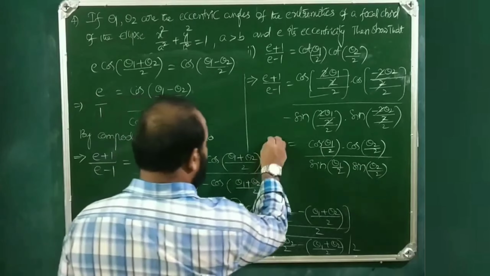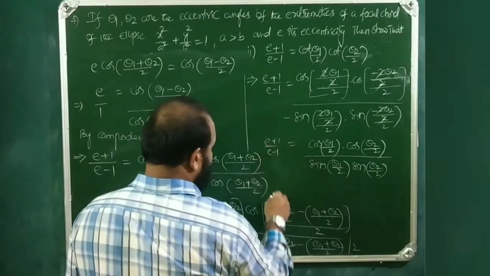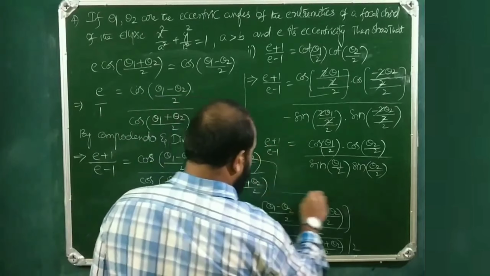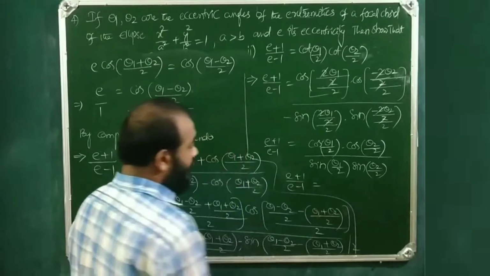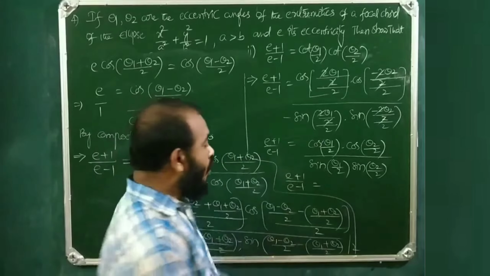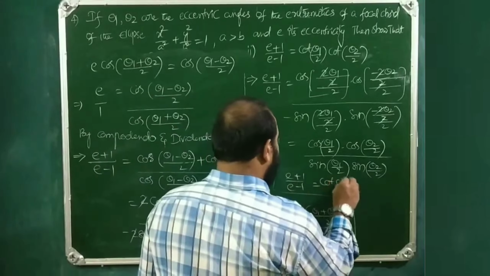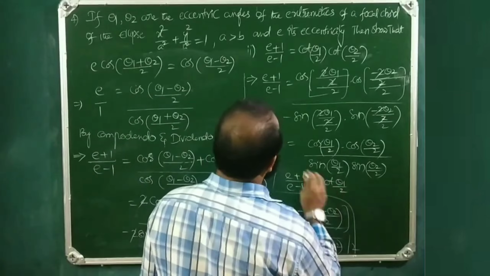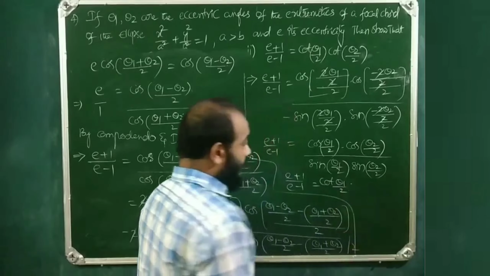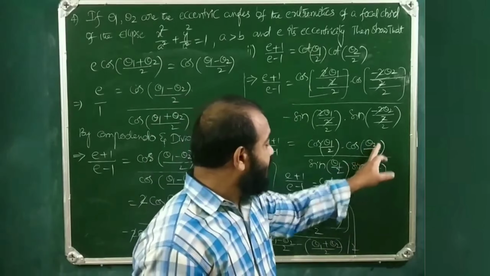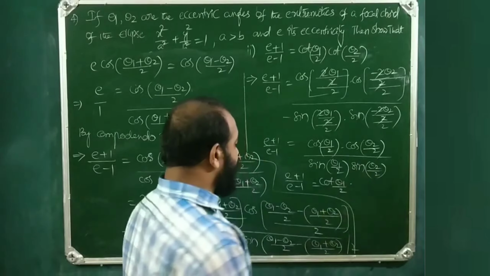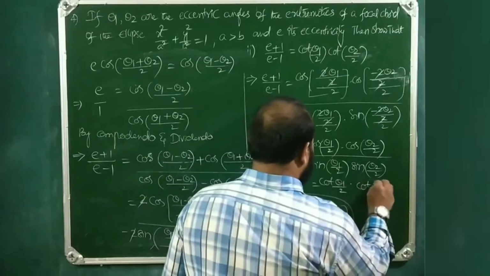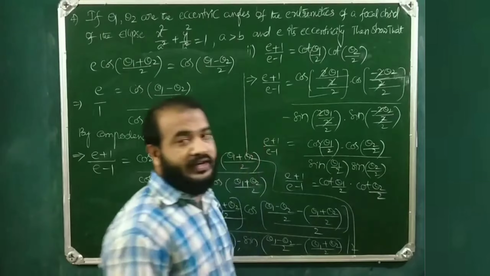Therefore e plus 1 by e minus 1 is equal to cos by sine, which is cot. So cot theta 1 by 2 into, next, this is cos by sine, which is cot. So this is cot theta 2 by 2, which is what we need to prove.